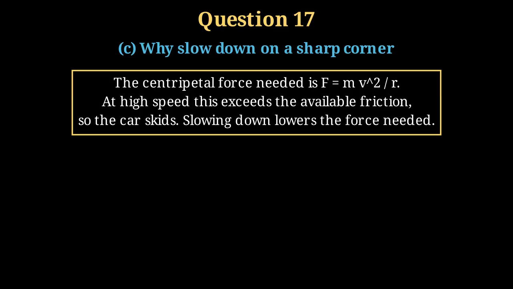Part C. The centripetal force needed to go round a bend is mv squared over r. On a sharp corner, r is small, and at high speed the required force becomes larger than the friction between the tyres and the road. The car would skid, so it must reduce its speed to lower the force needed. Well done. Question 17 is complete.